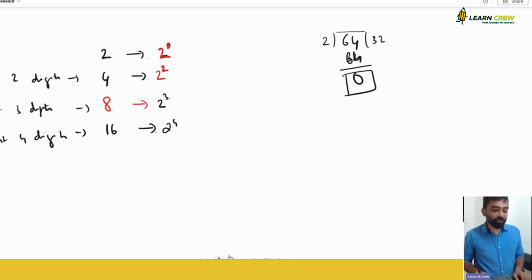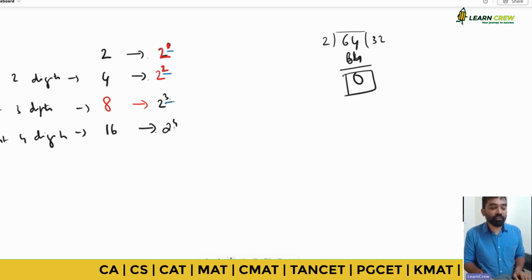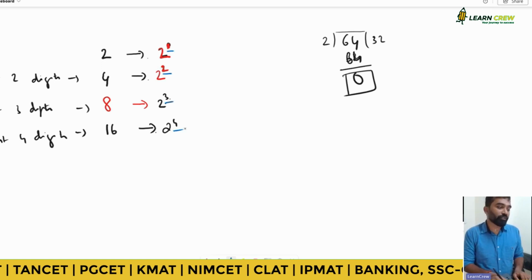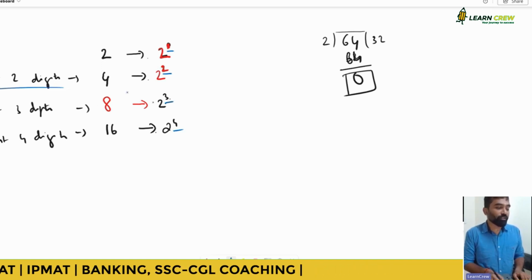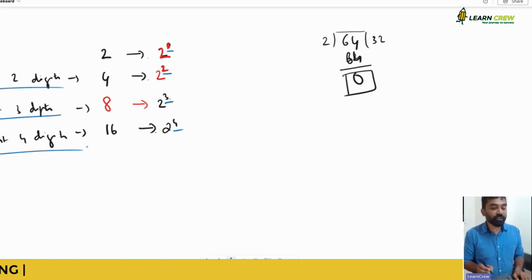So how are we able to do this? If you see here, this 2 is nothing but 2 power 1. This is 2 power 2, 2 power 3, 2 power 4. Whatever is there in the power, that many last digits are to be checked. For 4, it is going to be the last two digits. For 8, it is going to be the last three digits. For 16, it is going to be the last 4. If it is 32, it is going to be the last 5 digits.